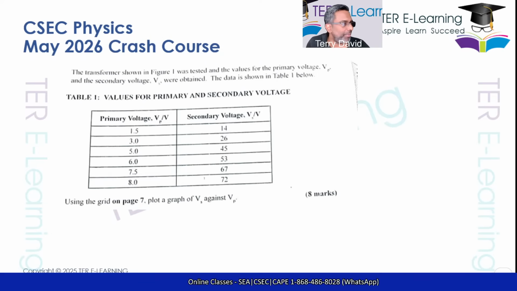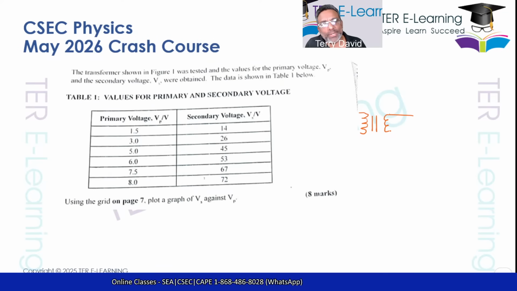Now, let me just check the rest of the question here. All right, they didn't ask you to draw the circuit, but some of you are doing physics as a private candidate, and I want you to make sure you understand how to get a table like this. So basically, you're going to have your transformer here, and this here is the electrical symbol for a transformer. So you have a primary coil and a secondary coil.